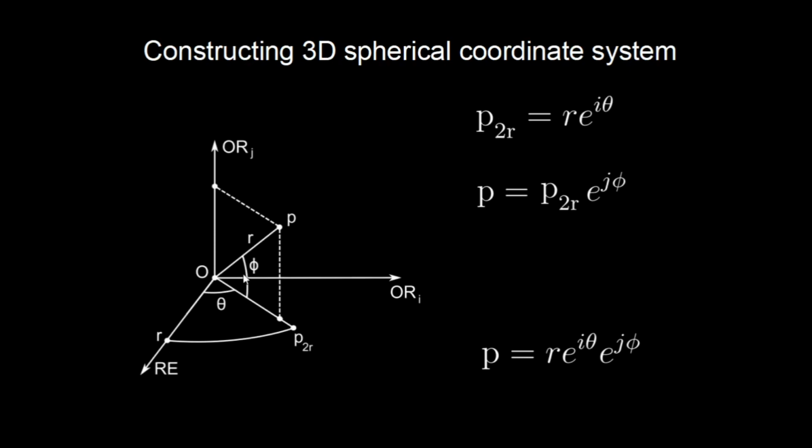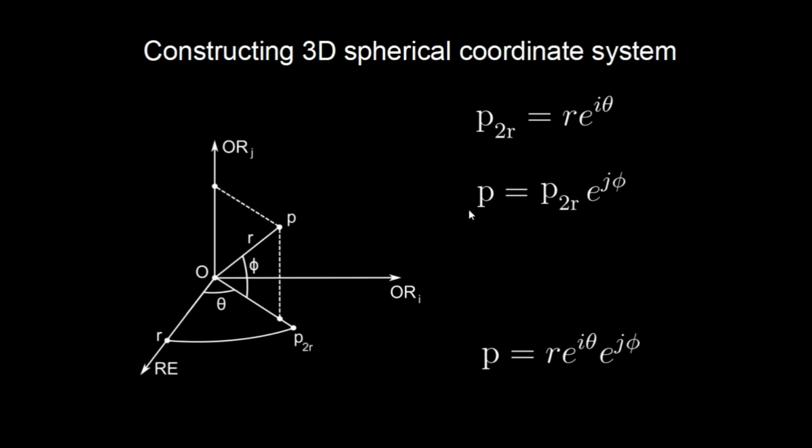J is for the ORJ axis for the third dimension. J-associated rotation factor e to the power j phi can be used to rotate the point P sub 2r and make it rotate to the point represented by position number P. Thus, we have this result: P equals P sub 2r e to the power j phi.